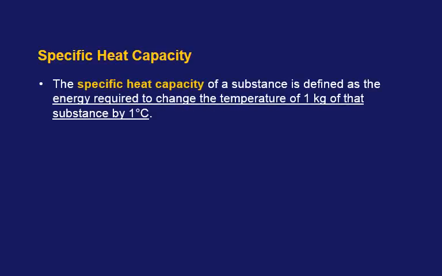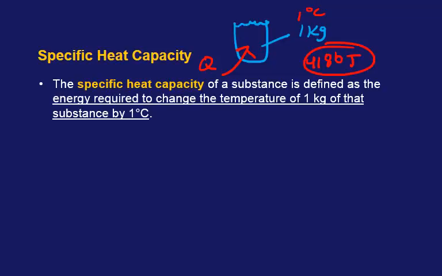Okay, so specific heat capacity is another important definition. It's the amount of energy required to change the temperature of 1 kilogram by 1 degree Celsius. So let's say we have 1 kilogram of water, which is about a liter, and we put heat into this water, and it goes up by 1 degree Celsius. For water, it's going to take 4,186 joules to do that. And so that water will heat up by 1 degree Celsius.